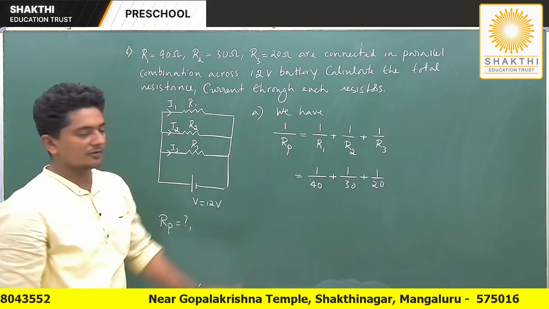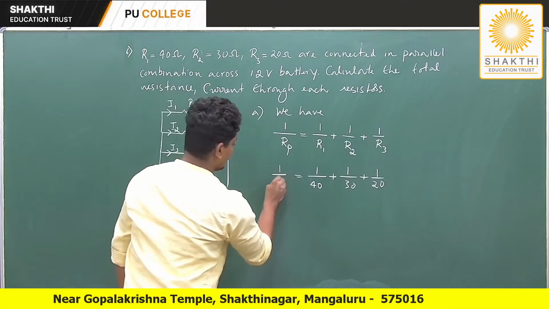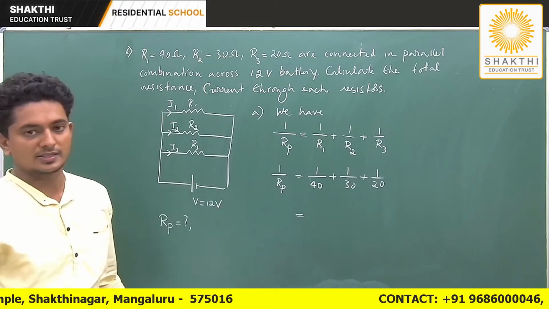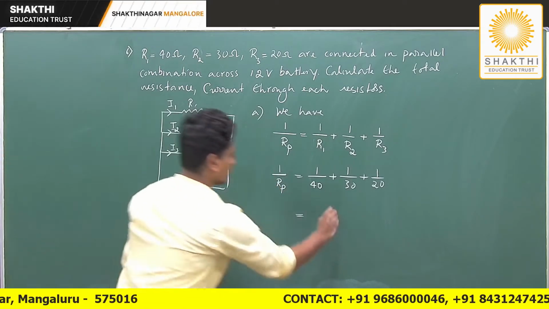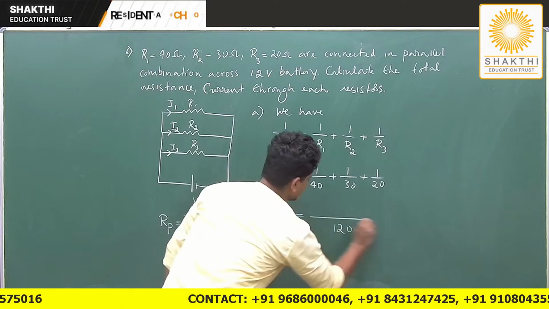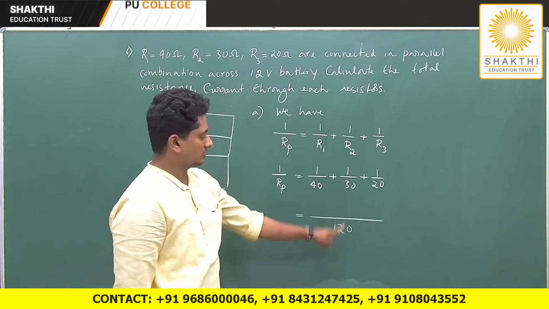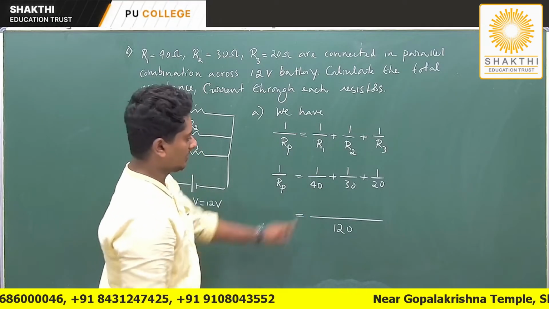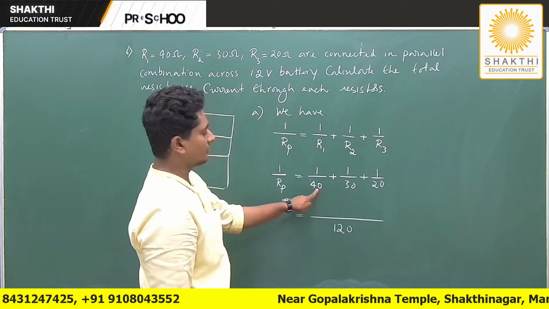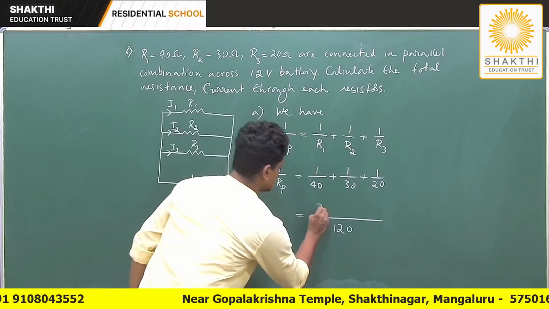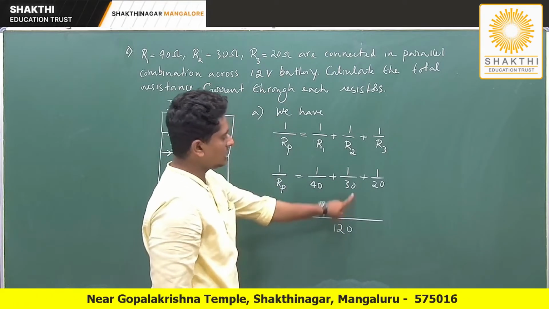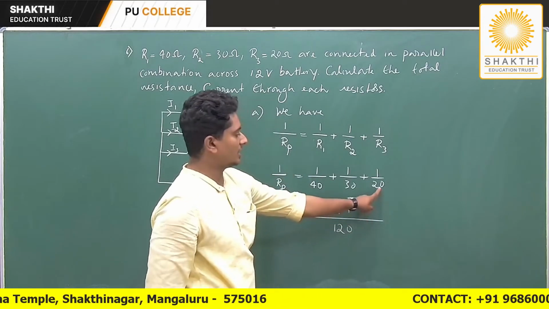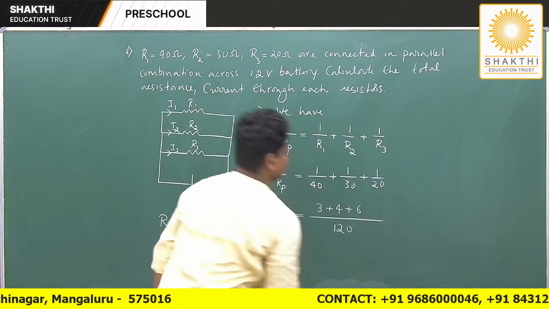Right. Now what you have to do is, this is 1 by RP. So please be careful. This is 1 by RP. Take the LCM of 40, 20, 30. What is the LCM? Okay, so I'll write 120 because that is the LCM. Please be careful. Now here, what will happen? 120 by 40 is 3. 3 into 1 is 3. 120 by 30 is 4. 4 into 1 is 4. 120 by 20 is 6. 6 into 1 is 6.